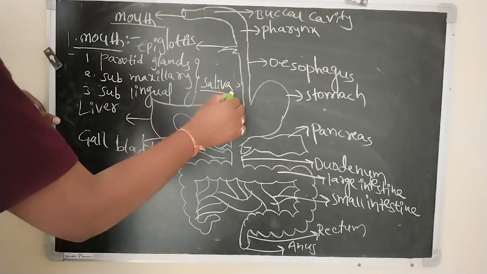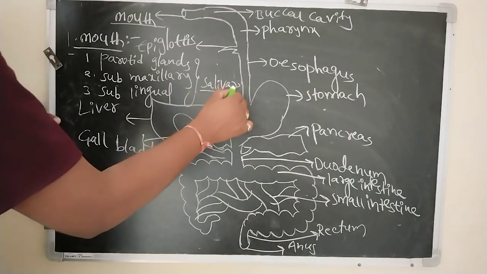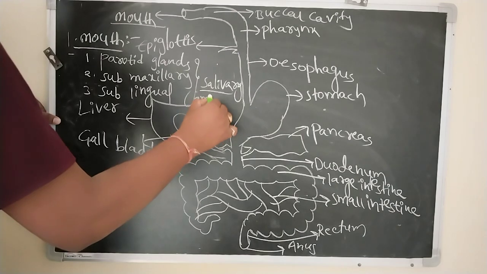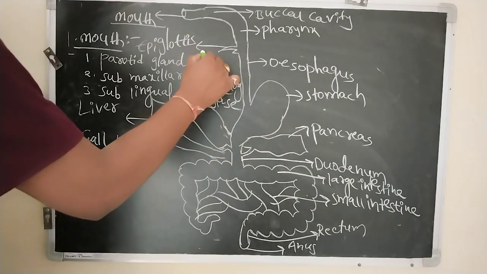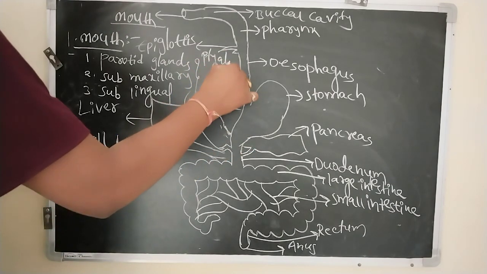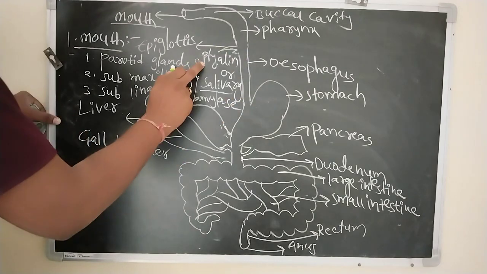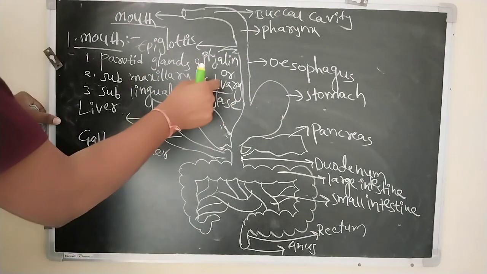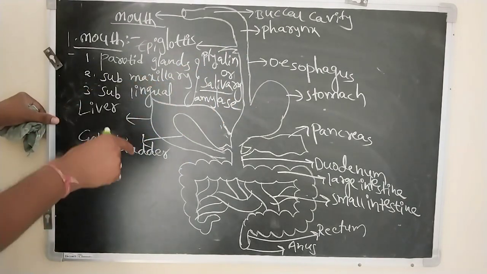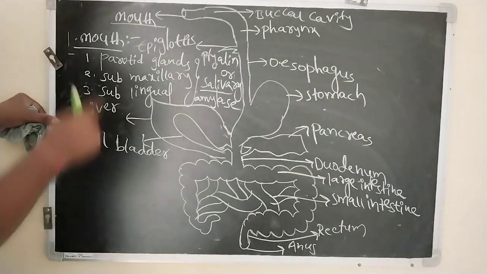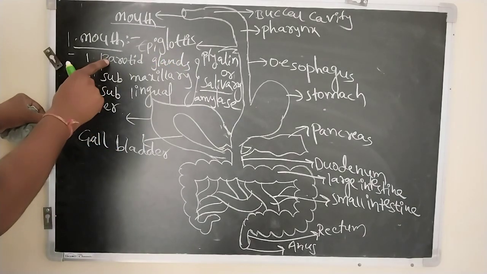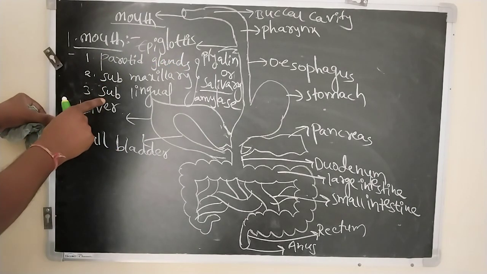What is present in this saliva? Saliva contains an enzyme called salivary amylase. This salivary amylase is also known as ptyalin. So ptyalin or salivary amylase is the enzyme present in saliva, and the saliva is produced from 3 pairs of salivary glands: parotid glands, submaxillary glands, sublingual glands.